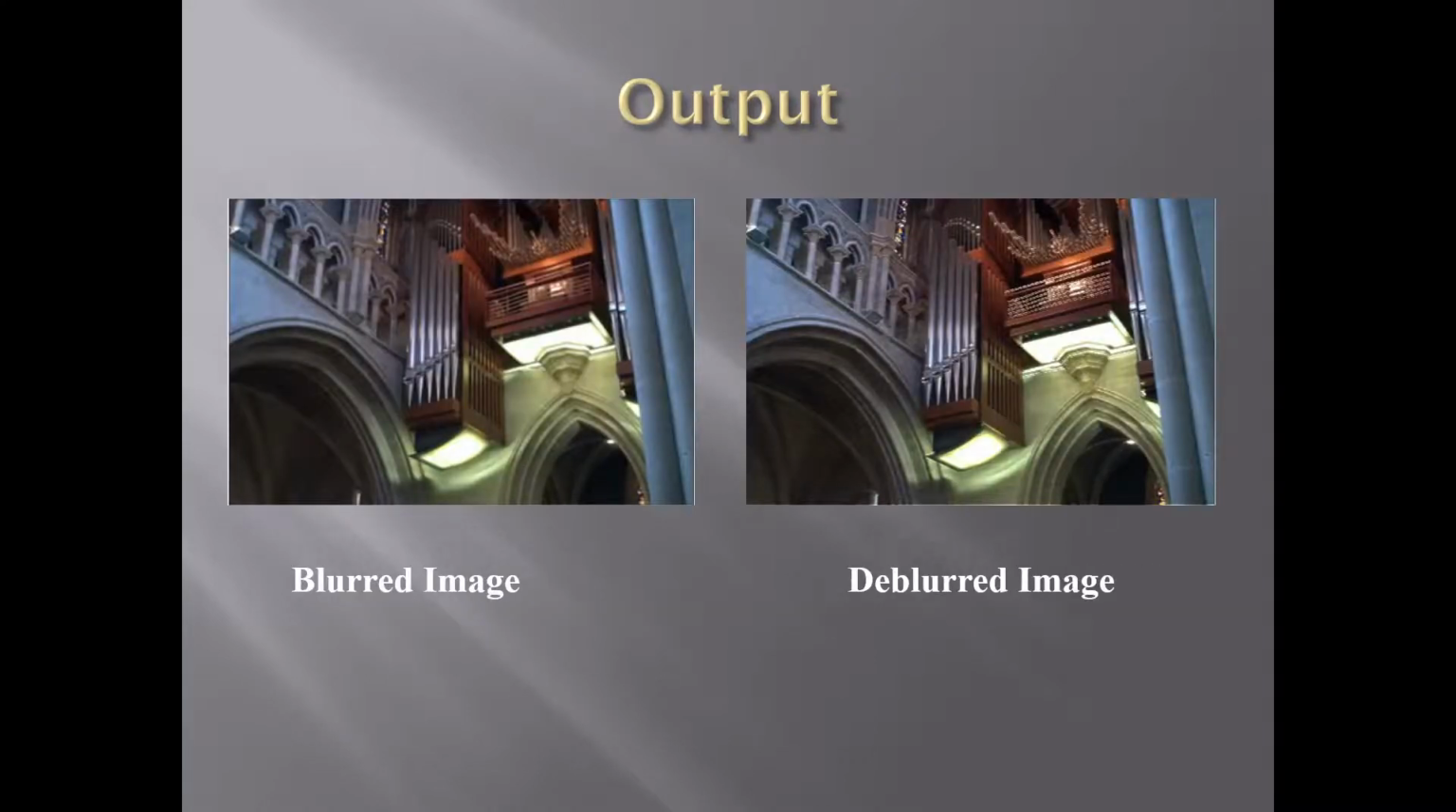If we see the output of our project, we have taken an image and blurred it using a mean filter approach, and on the right we see the deblurred image. If you notice closely, around the right hand balcony area, you can see that the image has been sharpened. Similarly, if you notice the arch and the wall, you can see the brick patterns on the wall, which are not very clearly visible in our blurred image.